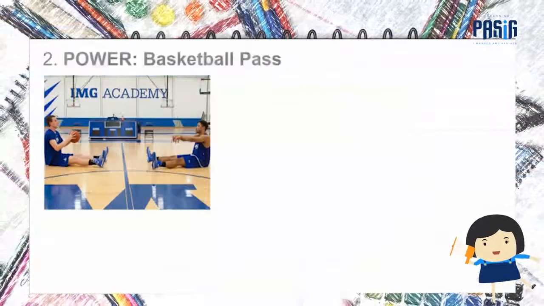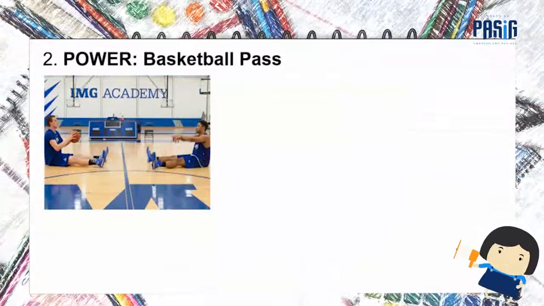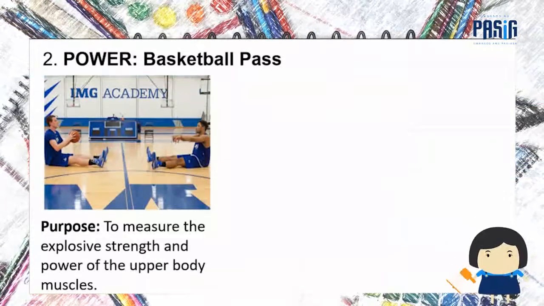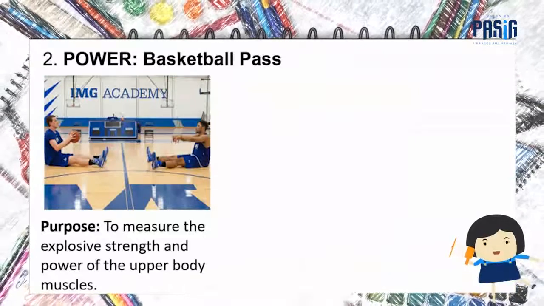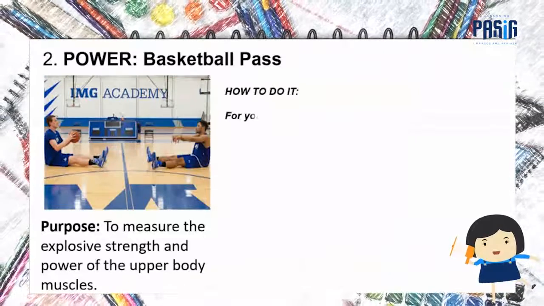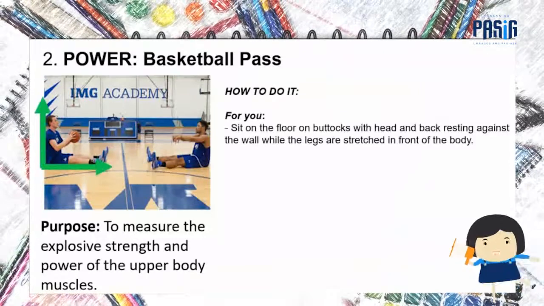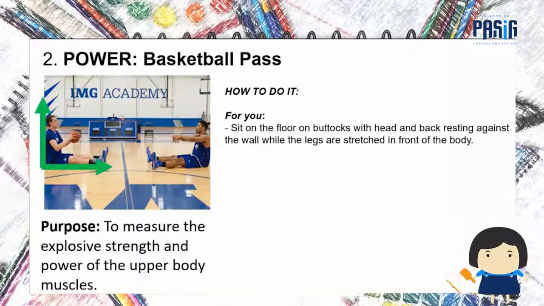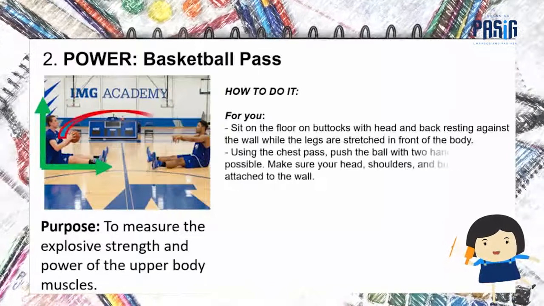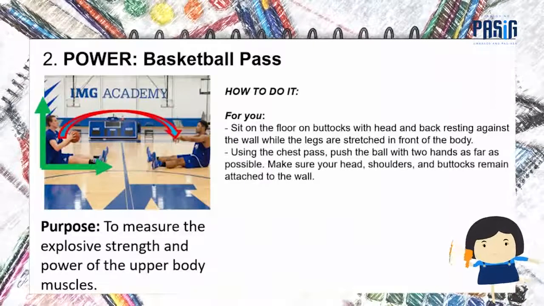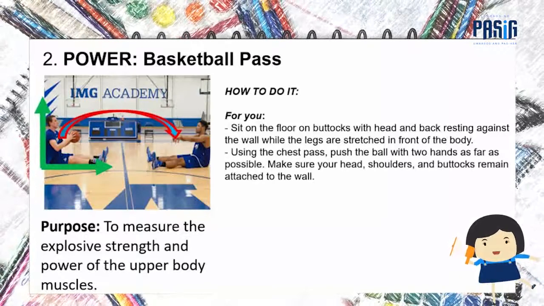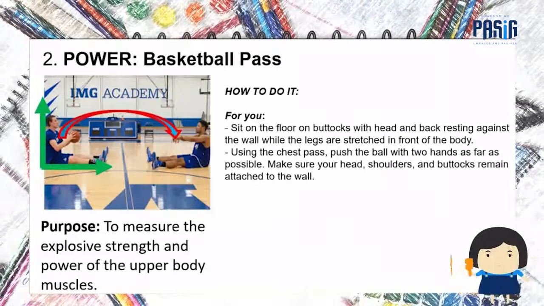Next is basketball pass under the skill-related fitness component, power. This is to measure the explosive strength and power of the upper body muscles. How to do it? For you, sit on the floor on your buttocks with head and back resting against the wall while the legs are stretched in front of the body. Using the chest pass, push the ball with two hands as far as possible. Make sure your head, shoulders, and buttocks remain attached to the wall.